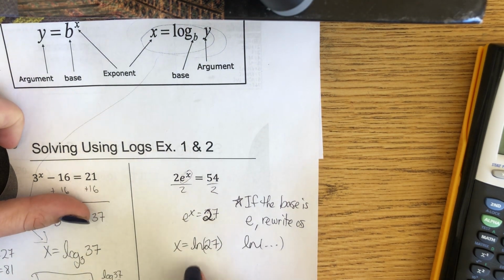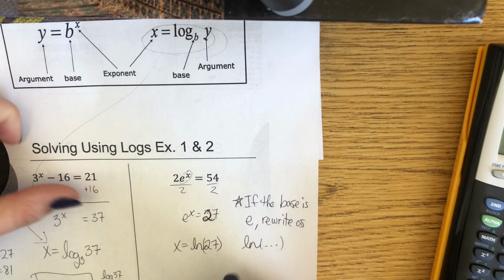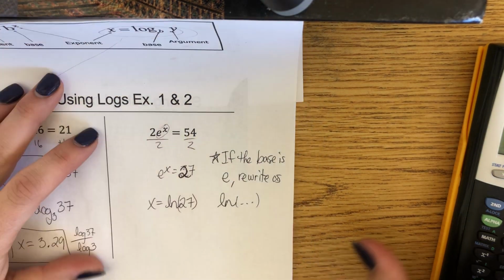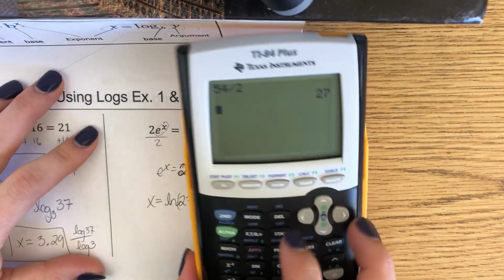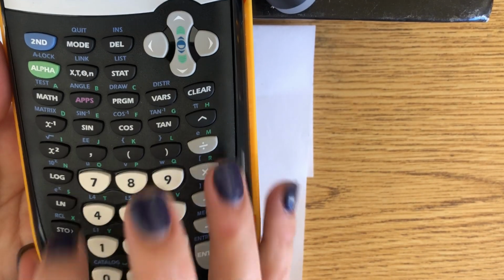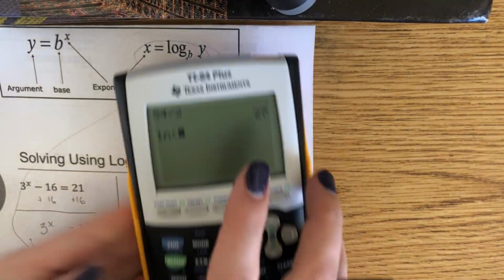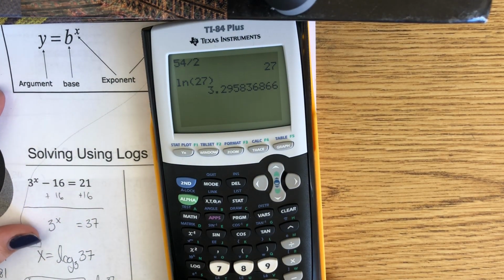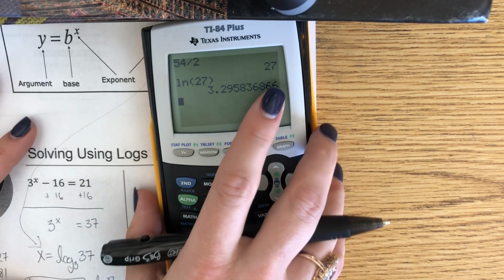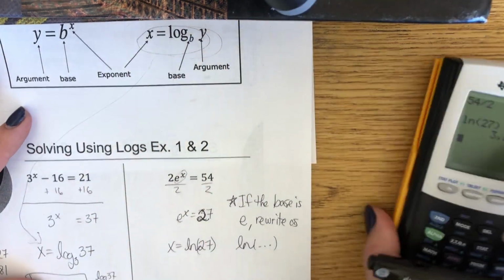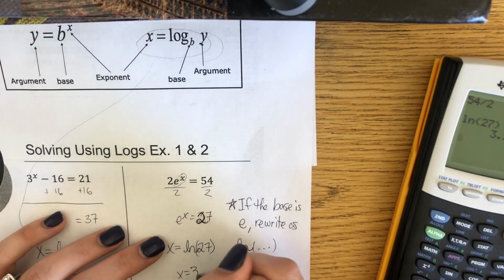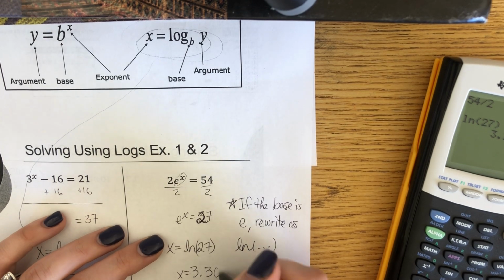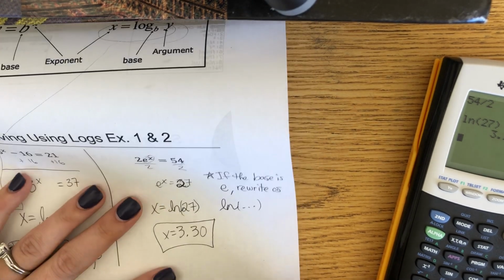e to the x equals 27 is the same as finding the natural log of 27. In this calculator, there is an ln button, which is next to the 4 key right here. So I just type ln of 27, which is 3.2958. So I'm going to round that to the nearest hundredth and do 3.3. I could do 3.30, sure. And that is my answer.